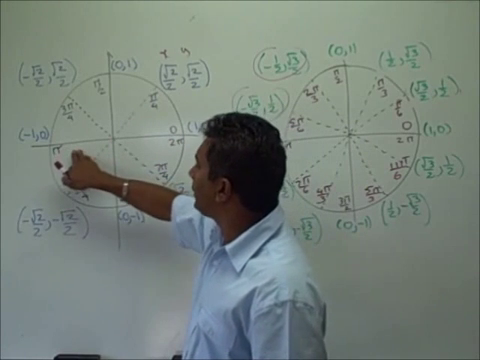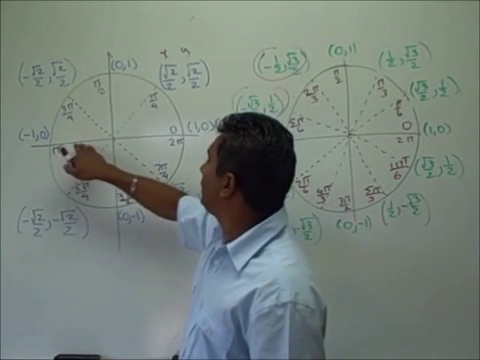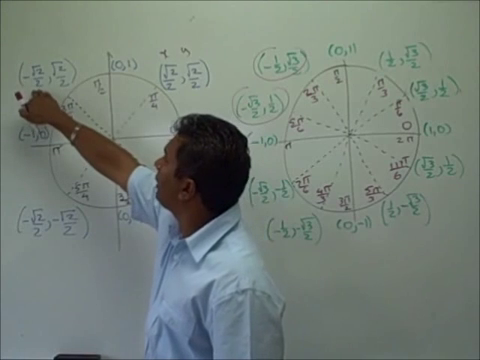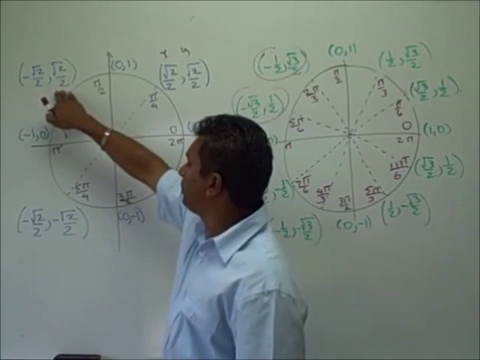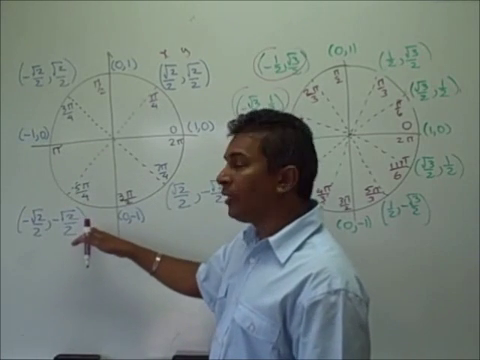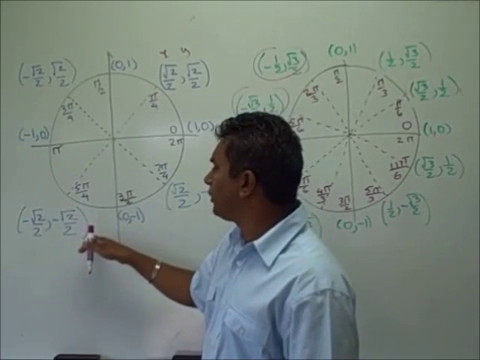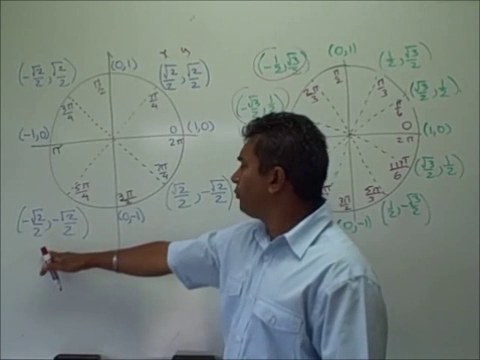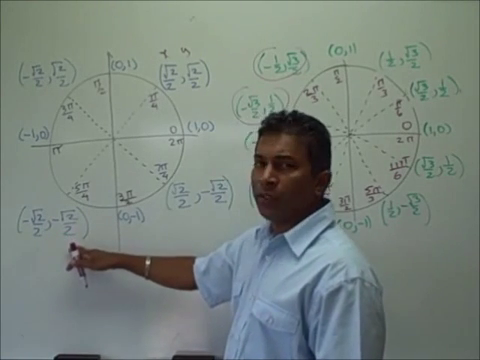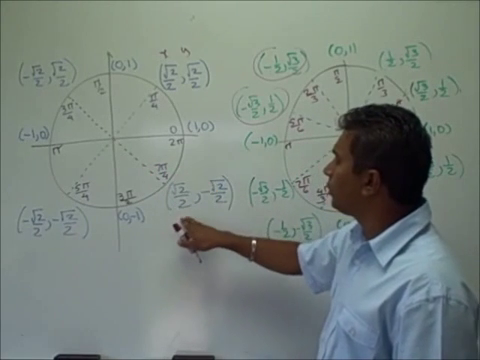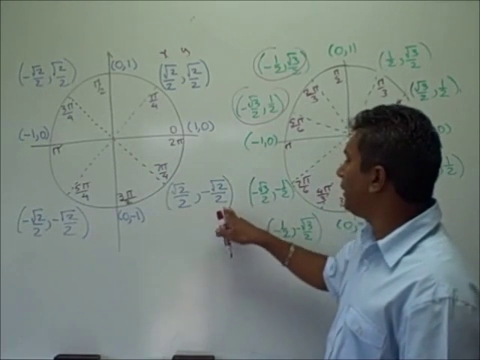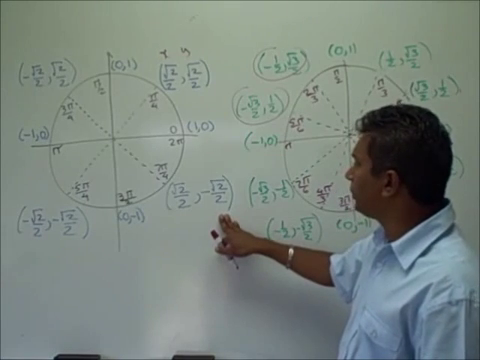So remembering that our x value is negative in the second quadrant, we have negative square root of 2 over 2, and y is the square root of 2 over 2. Both x and y are negative in the third quadrant, so here we have negative square root of 2 over 2 and negative square root of 2 over 2. And here in the fourth quadrant for 7 pi over 4, we have square root of 2 over 2 and negative square root of 2 over 2.